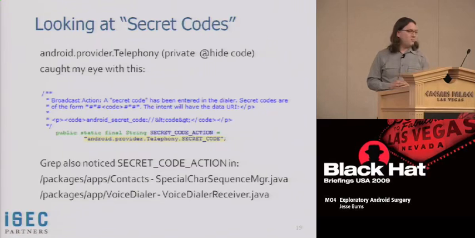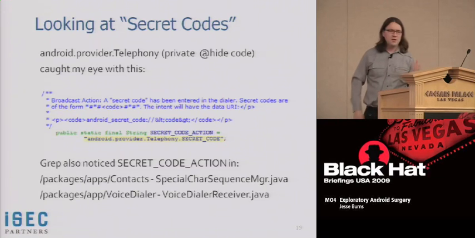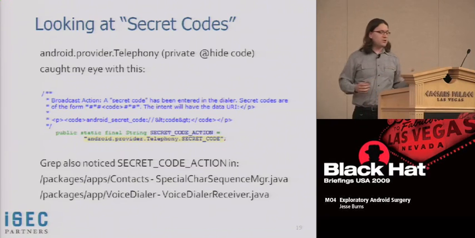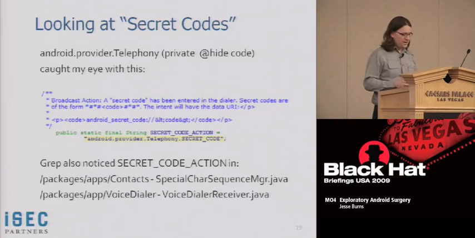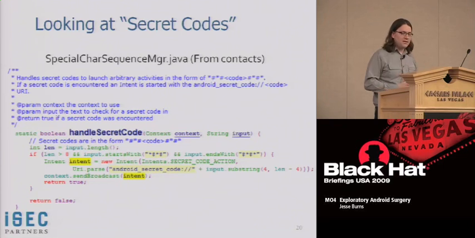So we fire up grep and we type in secret code and we see what pops out. And nothing pops out in the framework other than this, of course. But under packages, in the contacts, we see the SpecialCharSequenceMgr. So contacts, that's the little program that handles dialing, right? I mean, that's a good place to be finding a special character sequence manager that relates to secret code. And VoiceDialerReceiver. Must use them. So let's take a look at them.